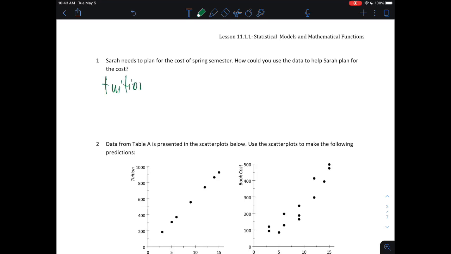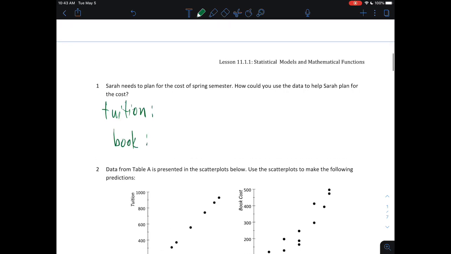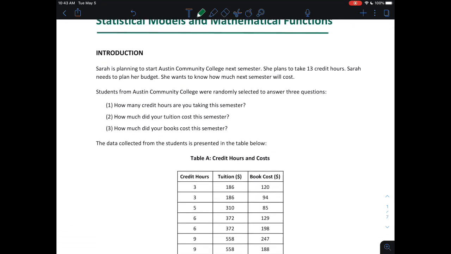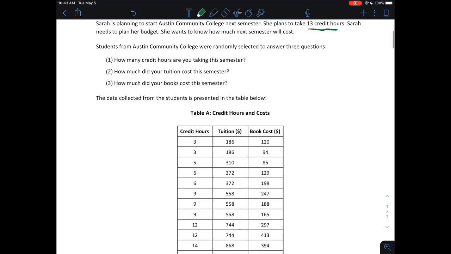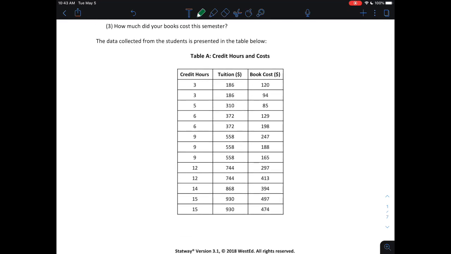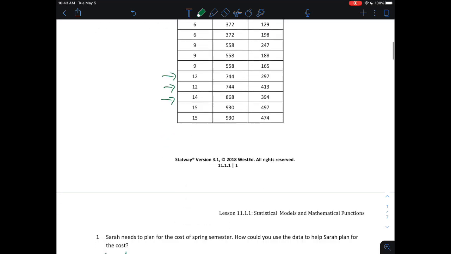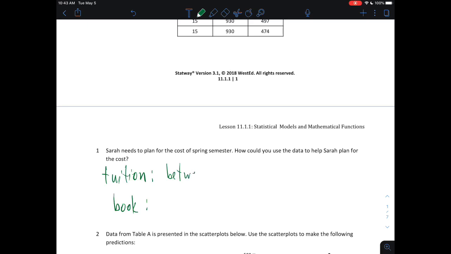So maybe think of costs that she would have. Tuition and book costs. Some things that we would want to know is how many units or credit hours is she taking? She said that she's planning on taking 13 credit hours. So do we have any examples from other students that would show us maybe how much she would pay for something like that? We can see for 12 credit hours, it's $744 for the tuition. For 14 credit hours, it's $868. 13 credit hours is between 12 and 14. So we might expect that the tuition is between $744 and $868.